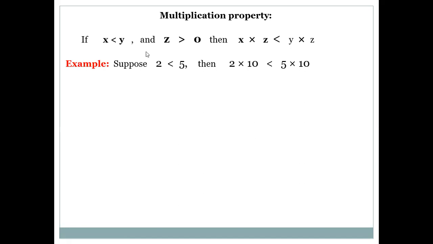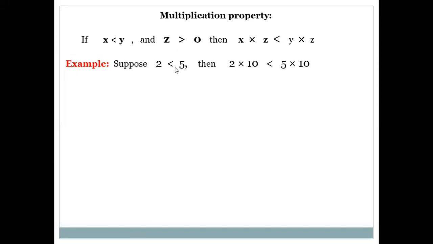If x is less than y and z is greater than 0, z means any other number which we are multiplying on both sides. We multiply the given inequality by z. Then x multiplied by z is less than y multiplied by z, if z is a positive number, meaning z is greater than 0.